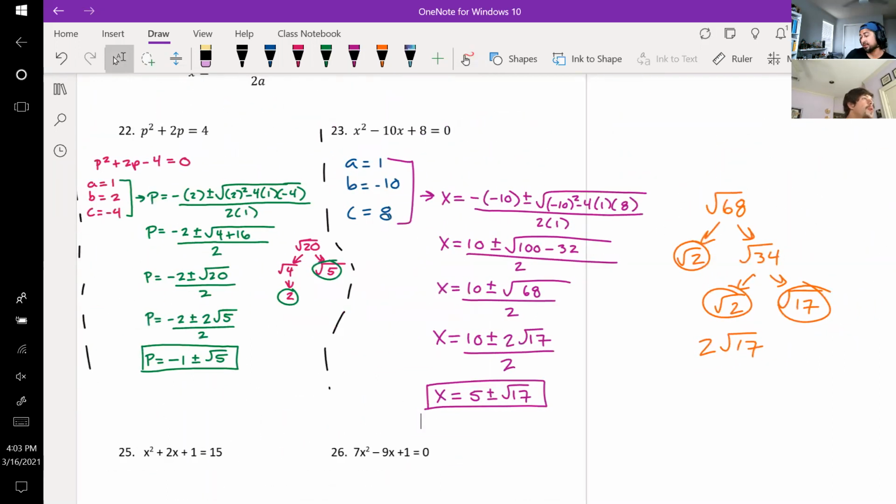Oh man, good stuff. This terrible formula.